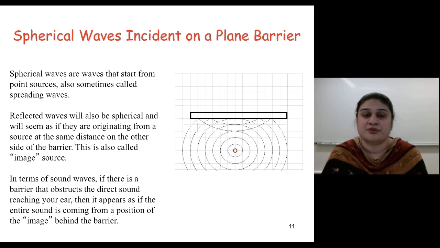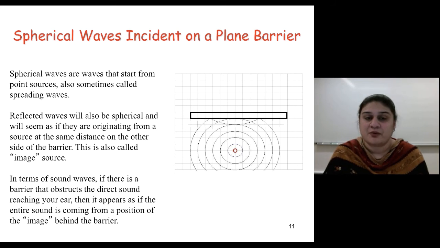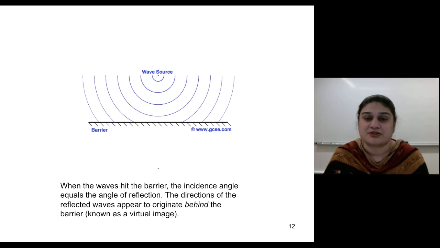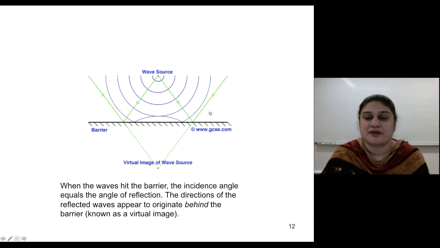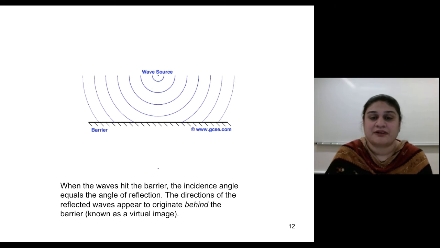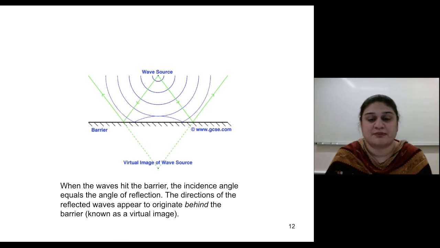A spherical wave incident on a plane barrier will be reflected back. Spherical waves usually are formed from point sources, and they can also be called spreading waves. Reflected waves will be spherical and will seem as if they are originating from a source that is some distance on the other side of the barrier, also called the image source. This animation is very good to see the image source. A wave source forms a wave, the waves come forward, and then these waves are reflected back, almost as if the image is coming out from this area. Watch very carefully. The wave source forms, reflection happens. It is almost like the reflection is happening from a virtual image of the wave source.